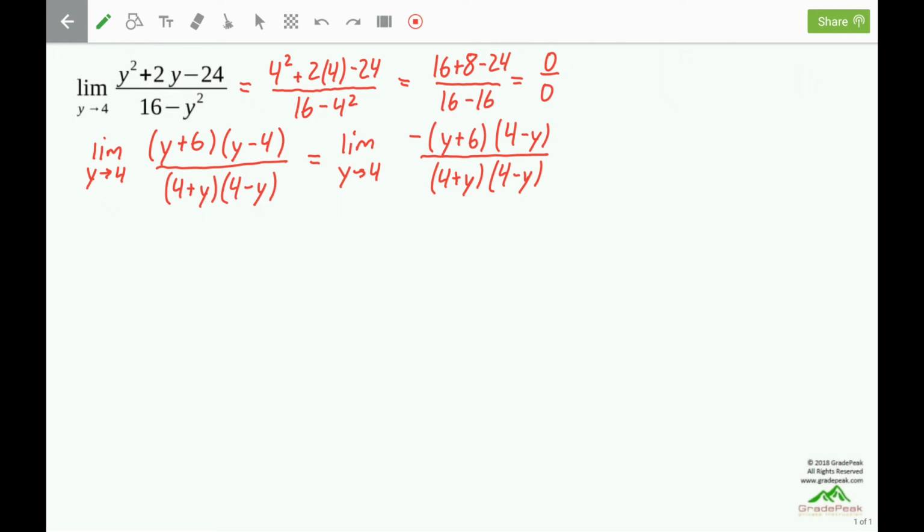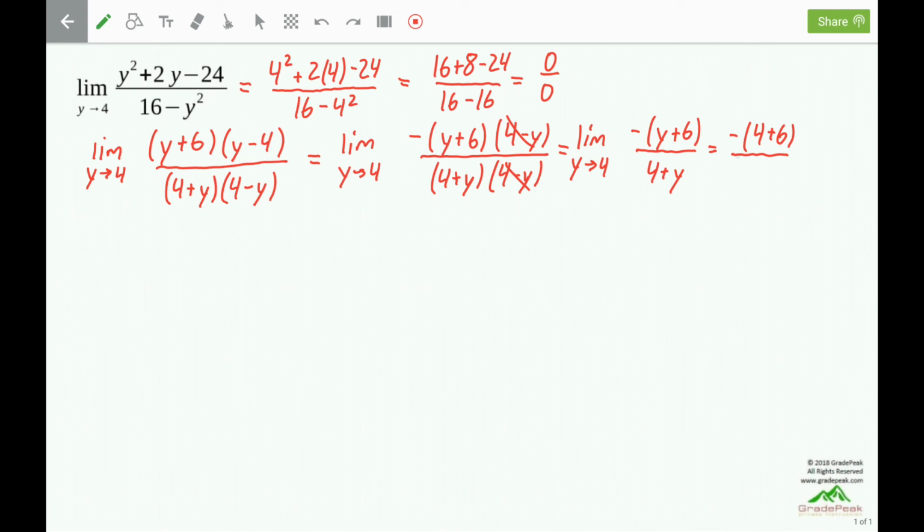And now you can see the 0 over 0 coming from matching terms, 4 minus y and 4 minus y. They therefore can cancel. And that leaves us with a negative y plus 6 in the numerator and a 4 plus y in the denominator. We're going to plug a 4 in for the y's, and we should no longer have the 0 over 0.